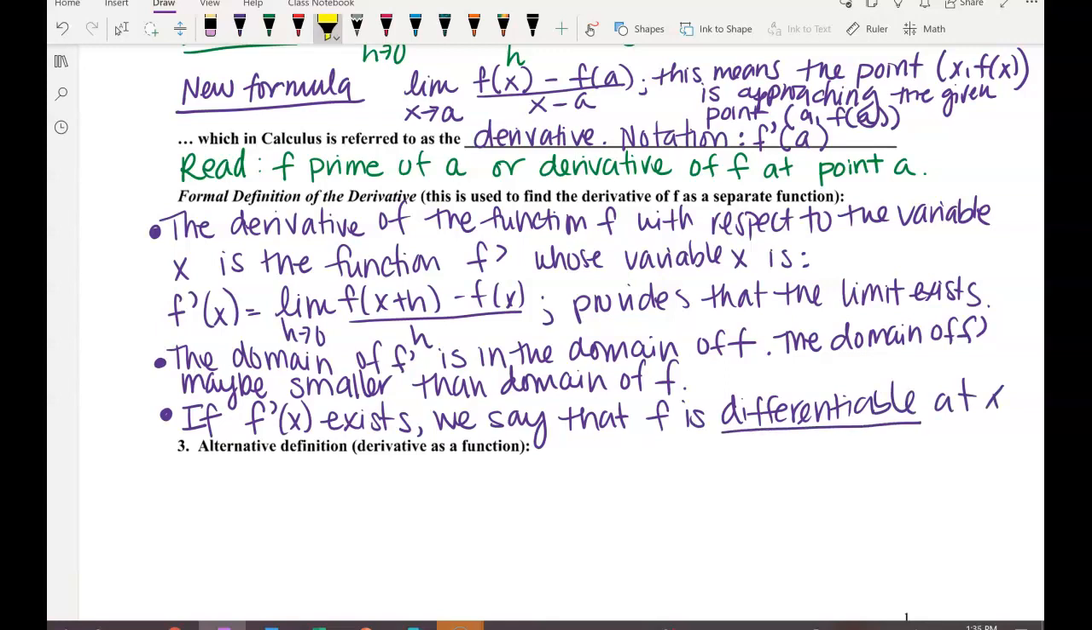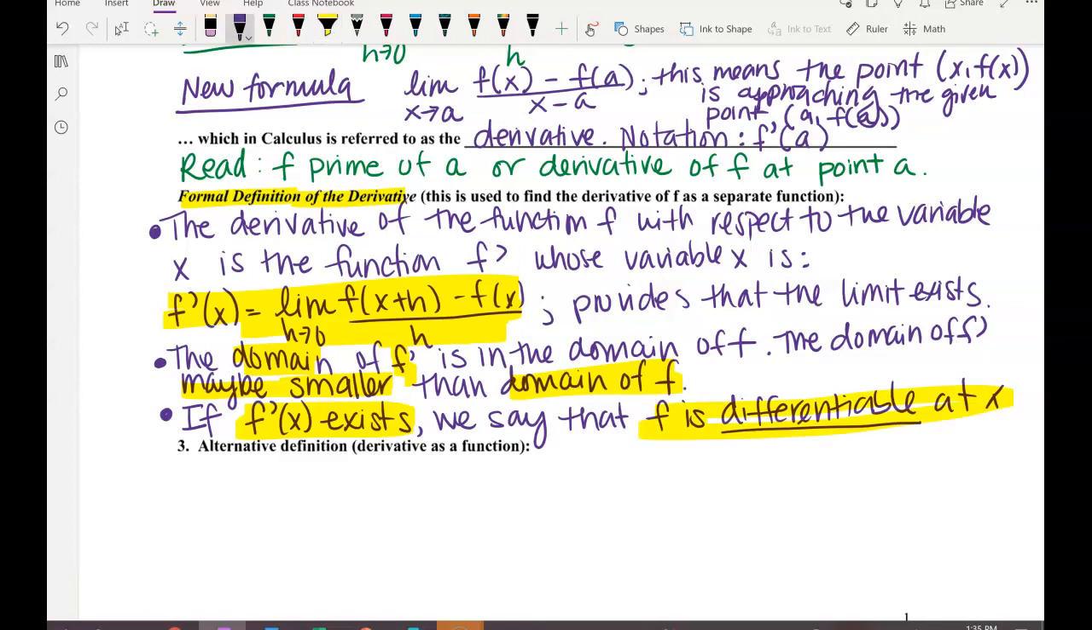So a couple highlights here, guys. The formal definition of the derivative. You have to know this definition. Okay, it doesn't go away at all, ever. So make sure this is highlighted. It is the same exact formula as last unit. And then we do want to know the domain of f prime. It's in the domain of f, which may be smaller than the domain of f itself. Okay. Now, if f prime exists, then we say it's differentiable at x.